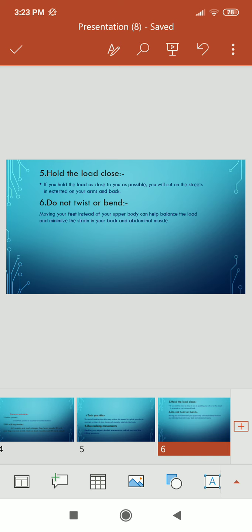Principle number 5. Hold the load close. If you hold the load as close to you as possible, you will cut down on the stress and strain on your arms and back. Do not twist or bend. Moving your feet instead of your upper body can help balance the load and minimize the strain in your back and abdominal muscles.